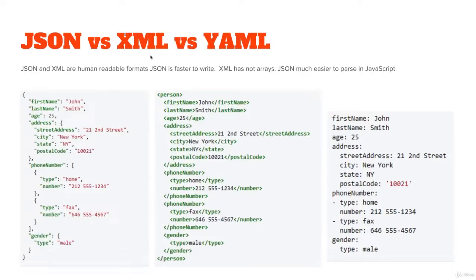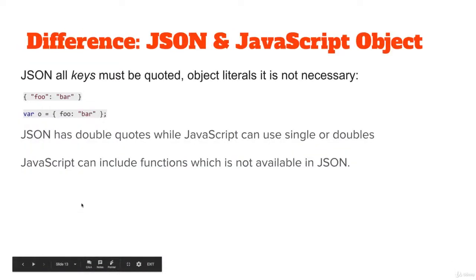So JSON versus XML versus YAML. So there are some differences. JSON's the one here on the left-hand side. So this is one of the easiest ones to read, write, and use within JavaScript. There are some differences, of course, between JSON and JavaScript. Within JavaScript, we don't need to have the quotes around it. Within JSON, we need to have double quotes. JavaScript can be single or double quotes. Also, we can't run any functions within JSON either.